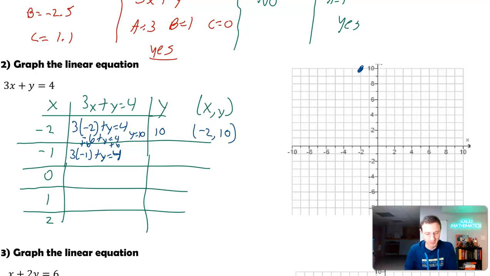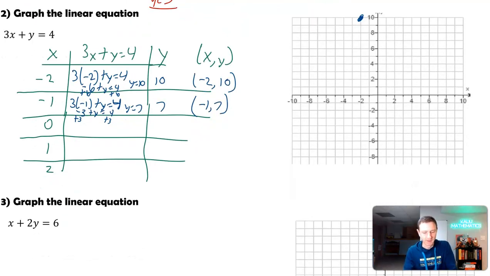And this would continue. So next one, 3 times -1 is -3, plus y equal to 4. I got to add 3 over. Y is equal to 7. So I get the ordered pair, -1, 7. Put that on the graph, -1, 7 would be right here.